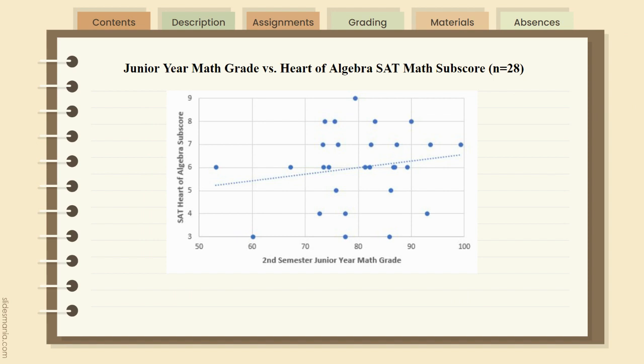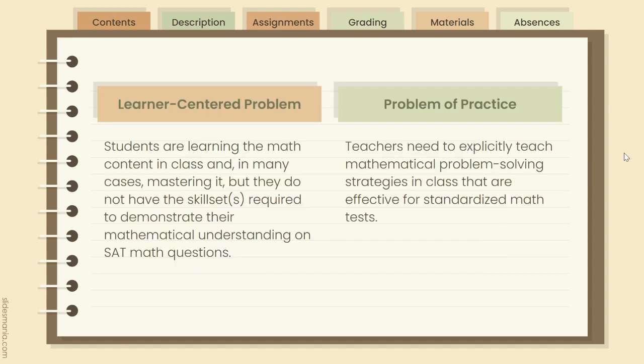So there is a connection, there is a correlation between a student's performance in math class and their Heart of Algebra SAT math subscore, but not a strong one, not a deep connection. And there should be when the content of junior year math classes very closely aligns with the Heart of Algebra questions on the SAT math test.